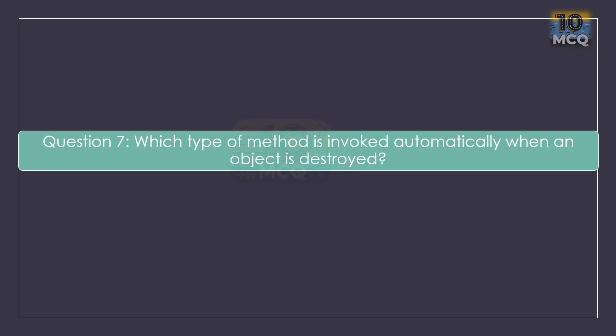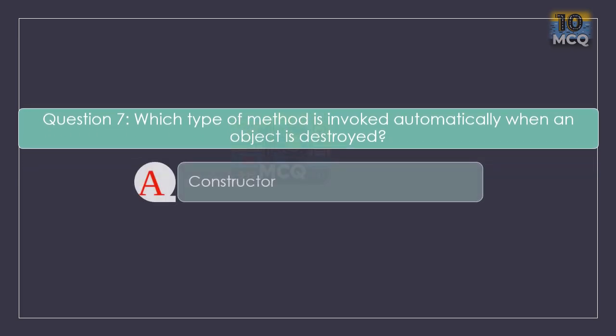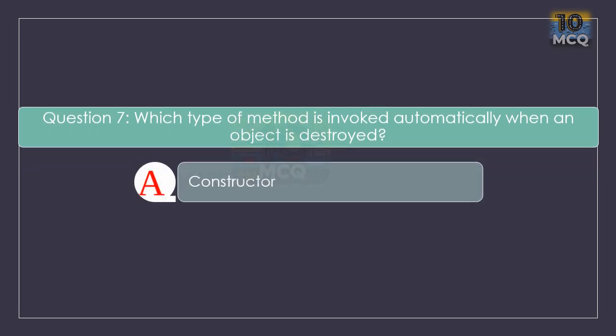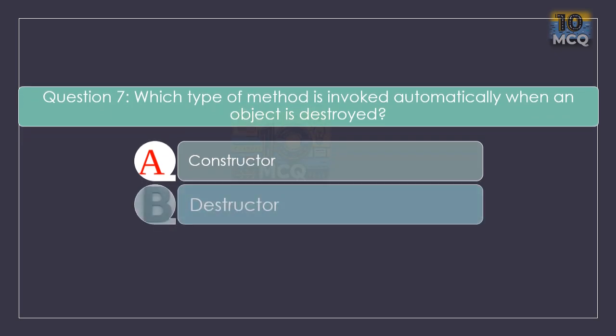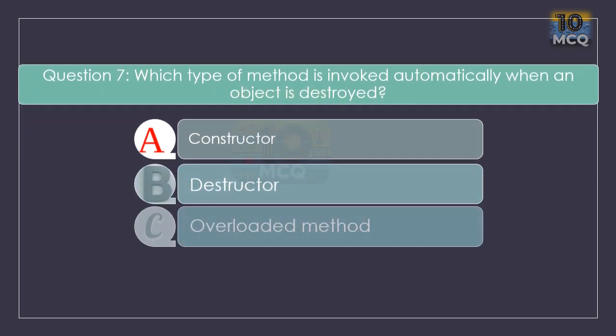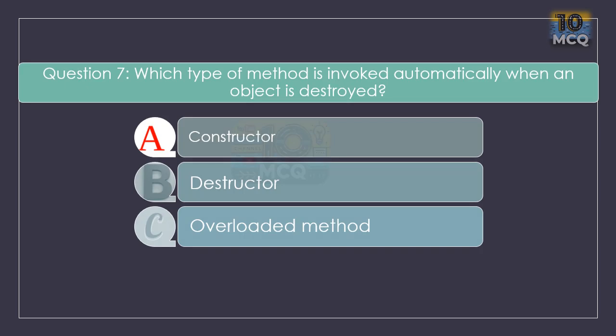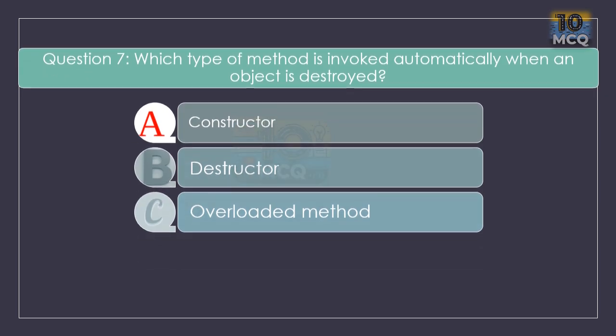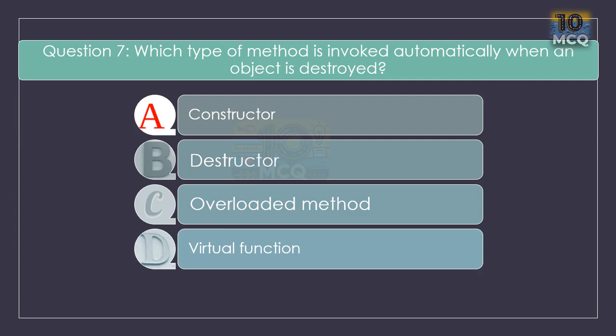Question 7. Which type of method is invoked automatically when an object is destroyed? Option A, constructor. Option B, destructor. Option C, overloaded method. Option D, virtual function. The correct answer is option B, destructor.